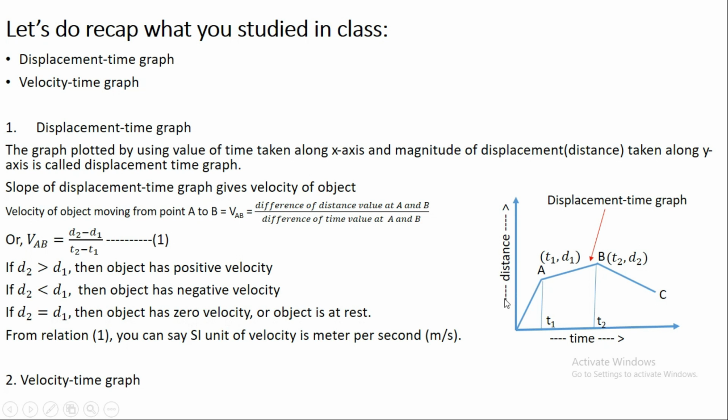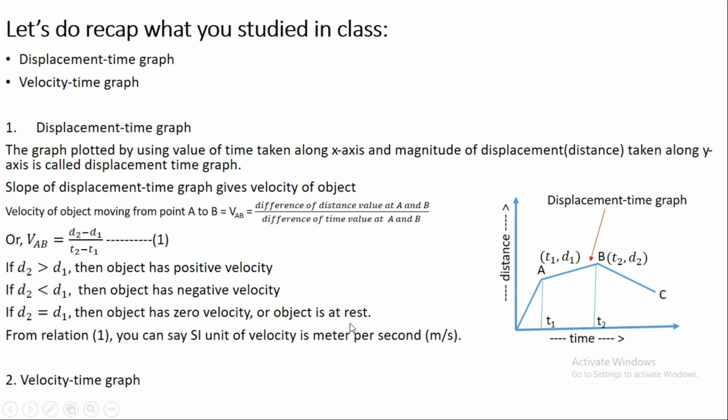It means if d1 is equal to d2, the point also lies along a horizontal line like this, then d2 equals d1. In this case, the object is supposed to be at rest, the object is not moving. Time goes on, but distance is not covered by the object. Since the location or position of the object is not changed with respect to others, the object is supposed to be at rest.